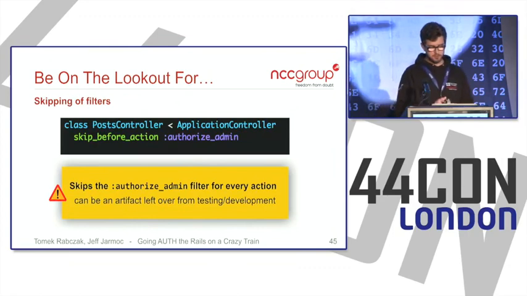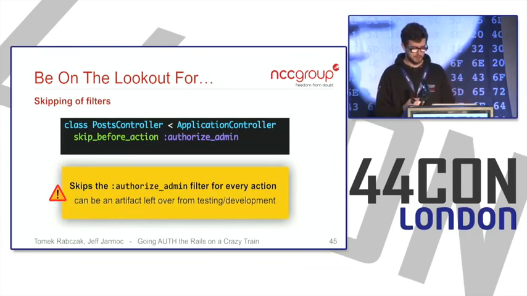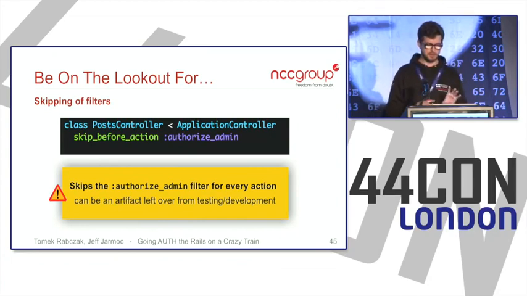So skipping before actions, we kind of talked about this. Again, this doesn't always mean a vulnerability, but you want to pay special attention when developers use this and make sure that they actually intended it. You can think of a developer using a curl client to test their app, and they don't want to play around with CSRF tokens, so they might add verify authenticity token to this skip before action, and then forget to remove it when they push their code. So just something to be on the lookout for.